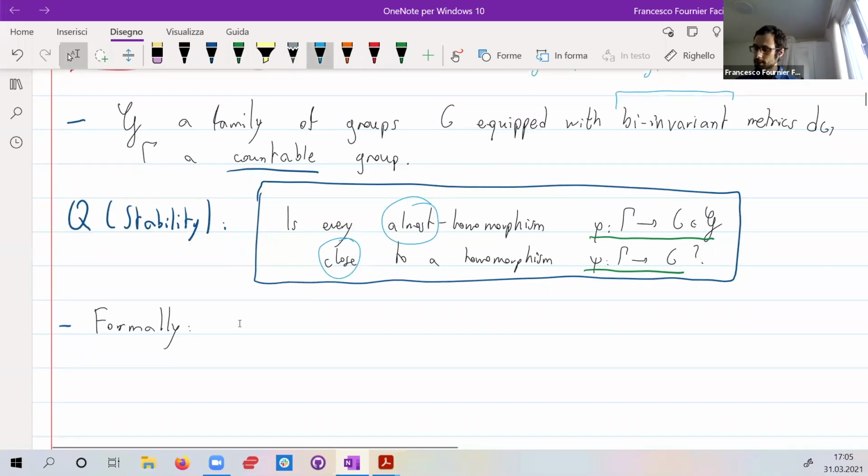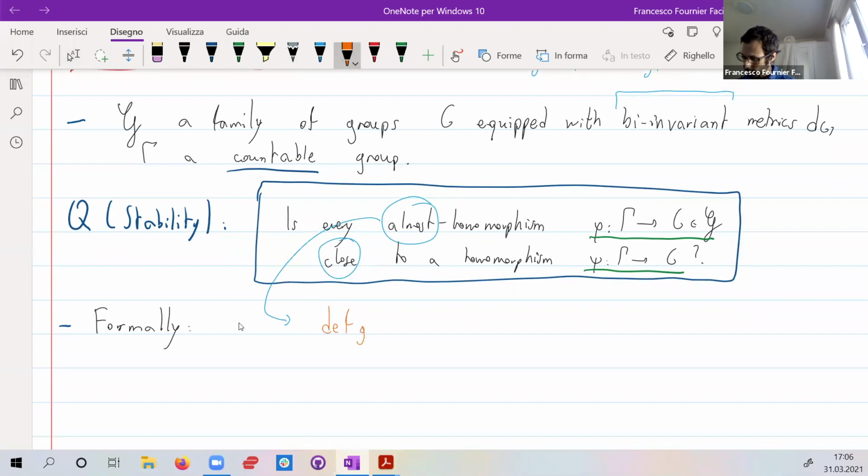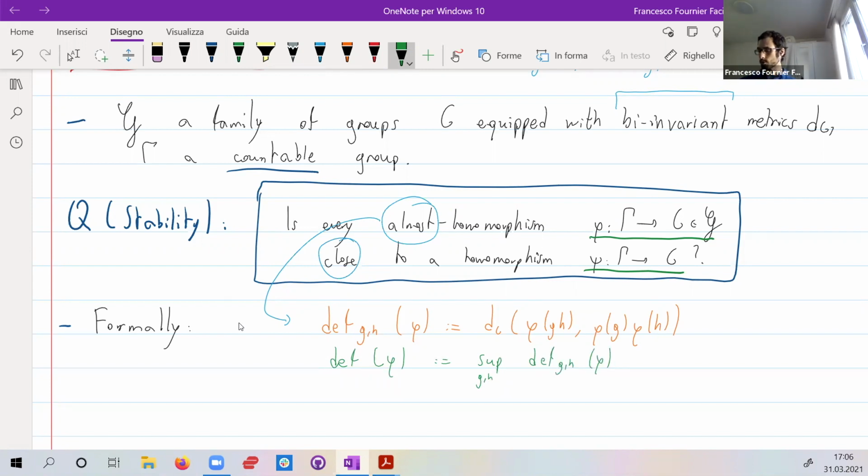What does it mean that a map is an almost homomorphism? Well, you can formalize this in two ways. The first way is to look at these local defects, which is the distance between phi of gh and phi of g times phi of h. This would be 0 precisely when phi behaves like a homomorphism on g and h. And this is a quantity that is defined for every g and h in gamma. But you can also ask for something stronger, which is a uniform version. You look at the supremum over all g and h of this local defect. So if you're asking for an almost homomorphism, you might ask that these defects are small for every g and h, but you might also ask for this smallness to be uniform.